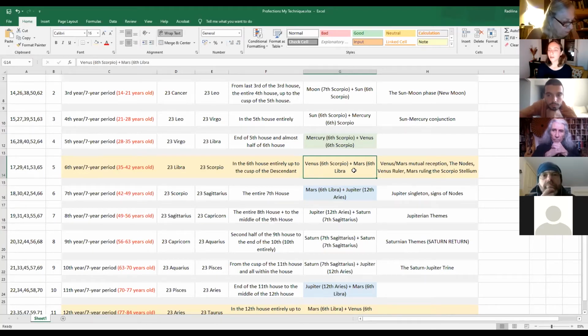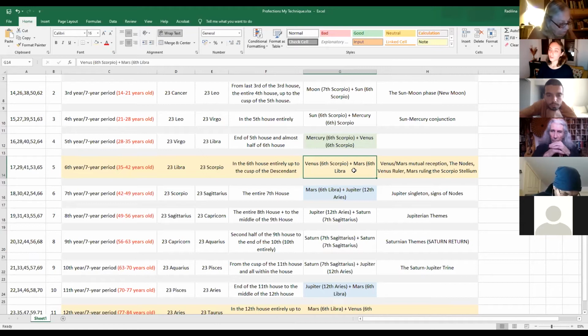So between age 35 and 42, it will be a Mars-Venus period for me, where I will be able to balance the two energies, maybe, if I manage to understand the messages correctly. And they are also the rulers of my nodes. So Mars rules the north node, Venus rules the south node. And I do agree with you, Emma, that when the nodes are involved, that's something that we need to pay attention to. We can't disregard it.